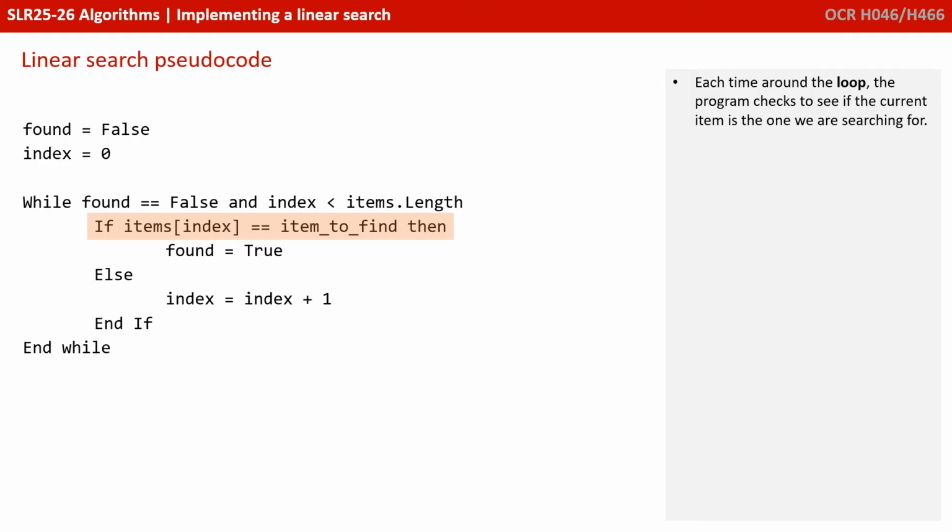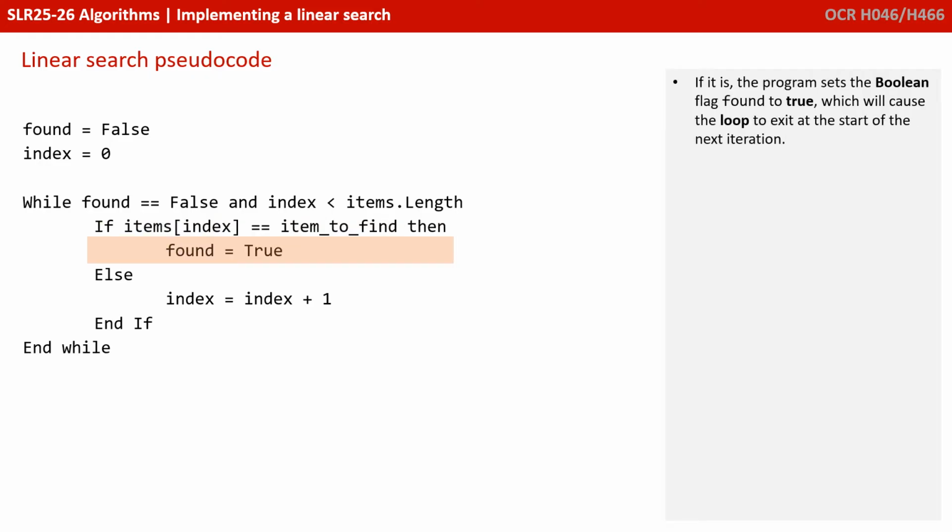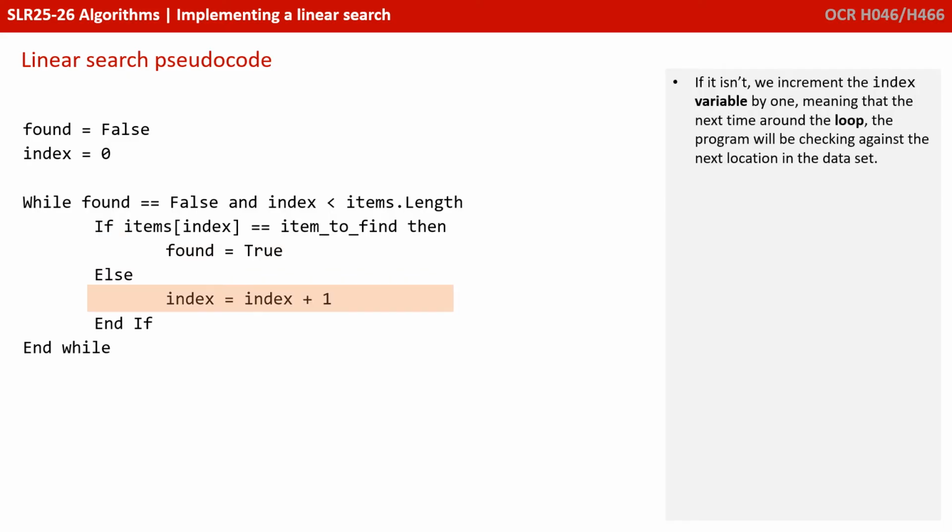Each time around the loop, the program checks to see if the current item is the one we're searching for. If it is, the program sets the Boolean flag found to true, which will cause the loop to exit at the start of the next iteration. If it isn't, we increment the index variable by 1, meaning that the next time around the loop, the program will be checking against the next location in the dataset.